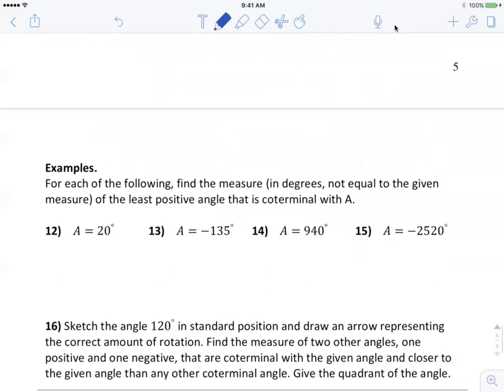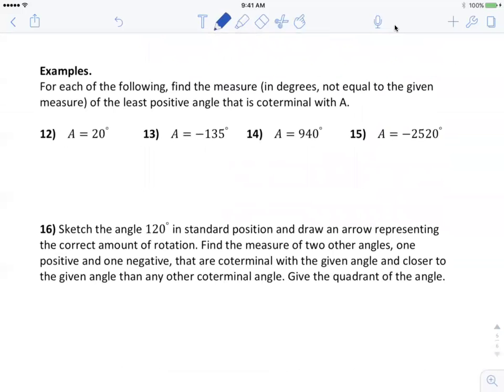All right, page 6, let's do some examples. For each of the following, and this is how your homework will look, find the measures of the least positive angle that is coterminal with A, the least, smallest positive one, okay? So an easy way to do that is just add 360 on this one, right? If you take 20, add a full rotation of 360 degrees, you get 380 degrees, okay? That's coterminal to 20, and it's the least positive one, right? I mean, you could have added another 360 if you wanted to, but then you're getting a coterminal angle that's just not the smallest, okay?